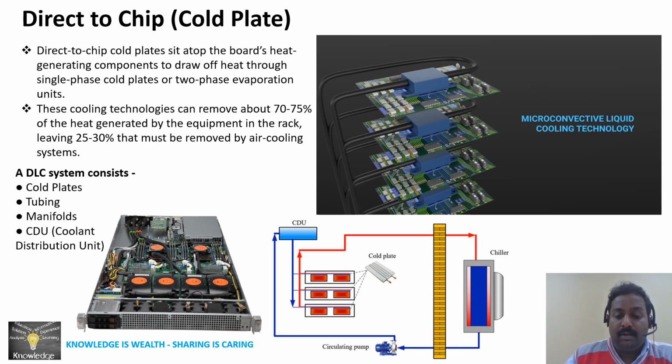This is a typical diagram of how a direct to chip cold plate works. After the circulating pump, the cooling fluid flows to the cold plate. The cold plate extracts the heat directly from the server boards. That hot fluid then circulates back to the chillers or cooling media, whatever setup we have, and the cooled fluid is circulated back to the cold plate through the CDU. This is how the direct to chip or cold plate method works.